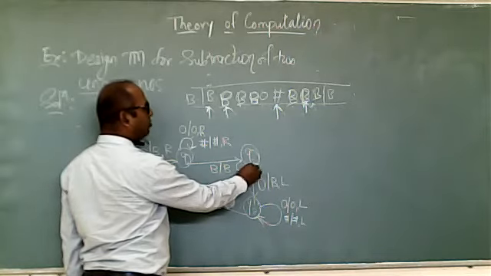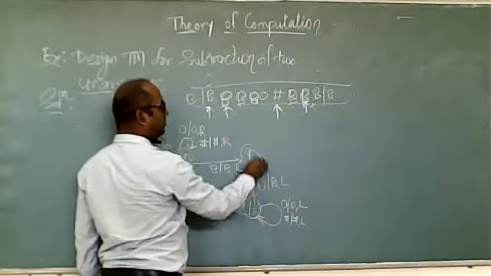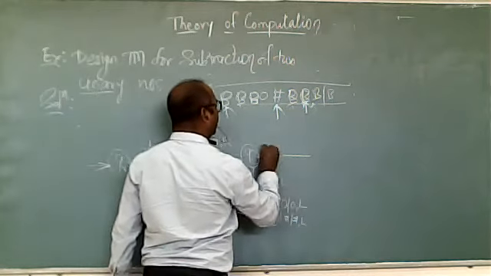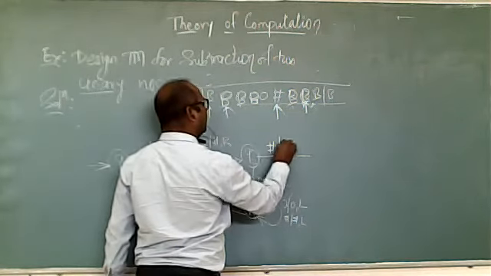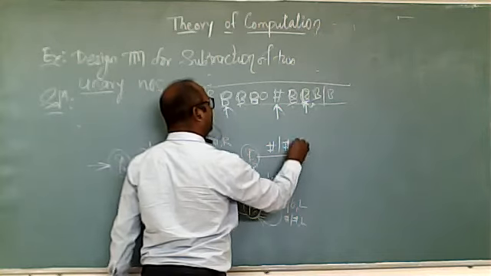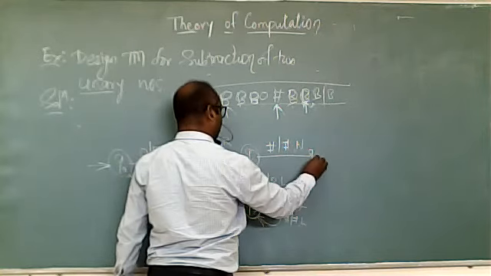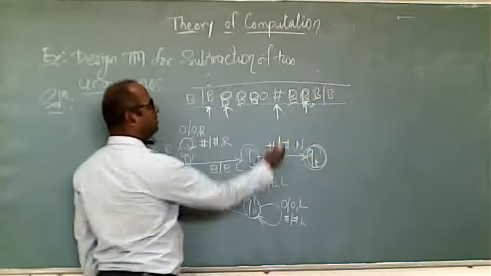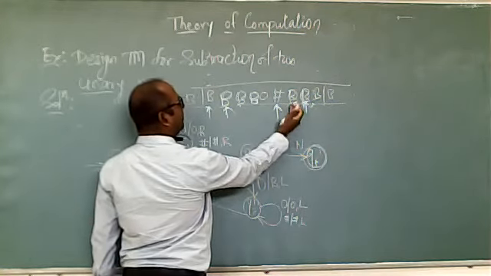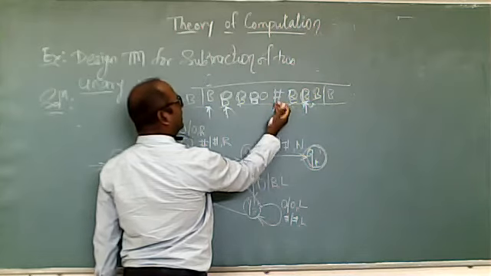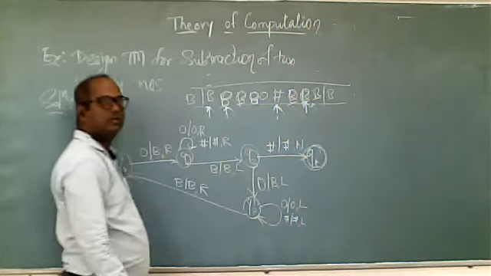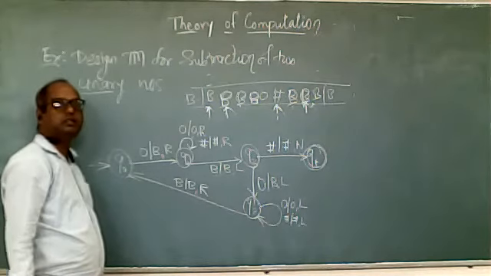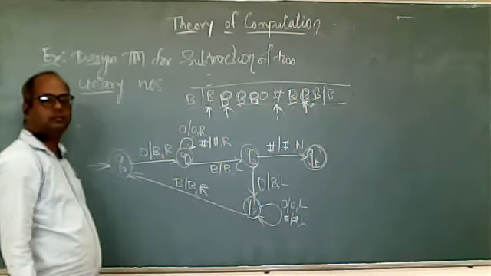So now at Q2, what are we getting? Hash. We are not getting 0. If we get hash, keep the hash as it is and no operation. No operation means we have reached the final state. So after changing direction, if we get hash, it means all zeros are over and one number is finished. That is our stop condition.